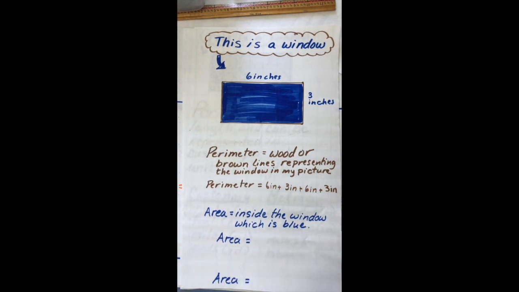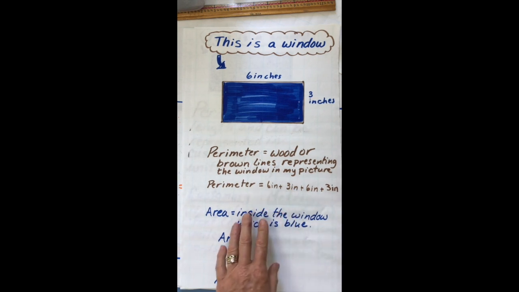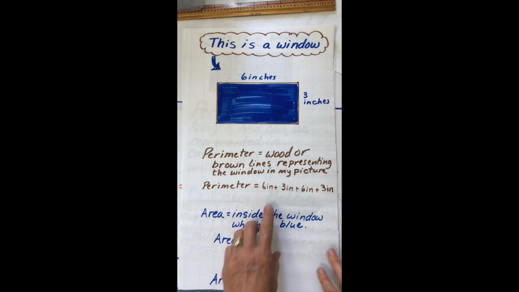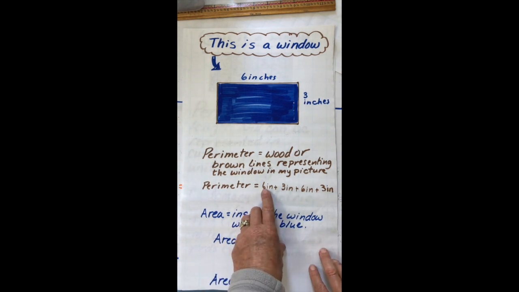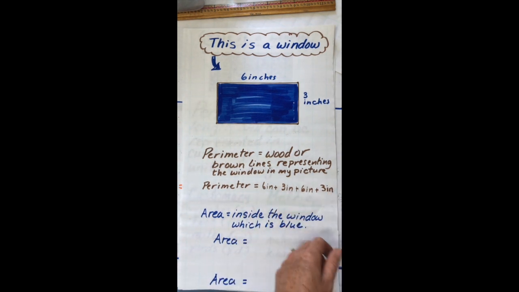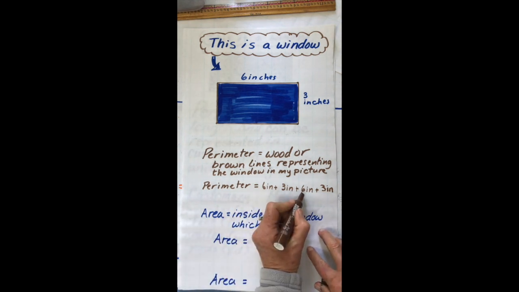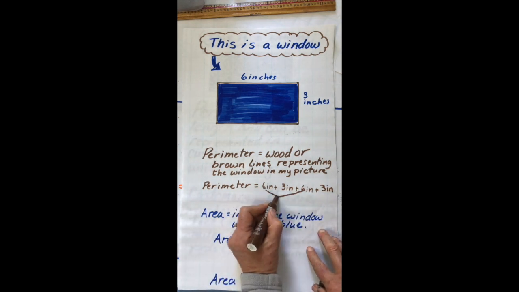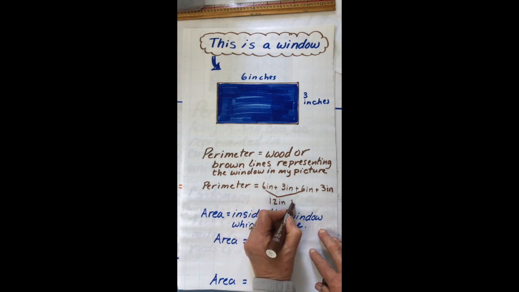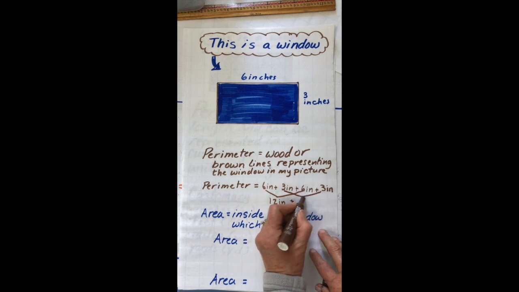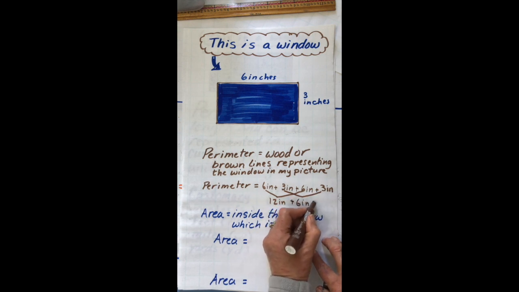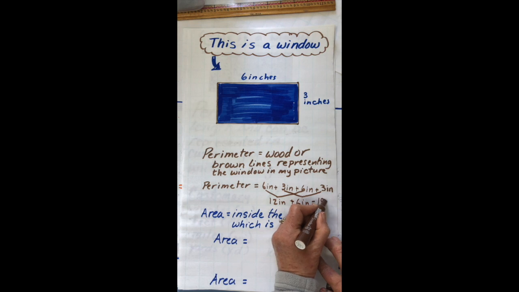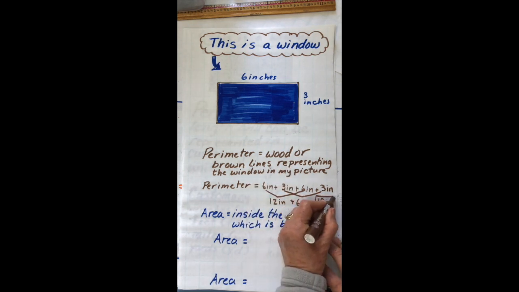So what you're going to do now is find out how much wood you need. So you add these up. 6 plus 3 plus 6 plus 3. What I like to do is say 6 plus 6 is 12 inches. And then 3 plus 3 is 6 inches. So I know it's going to be a total of 18 inches. So for this picture window, the perimeter would be 18 inches.